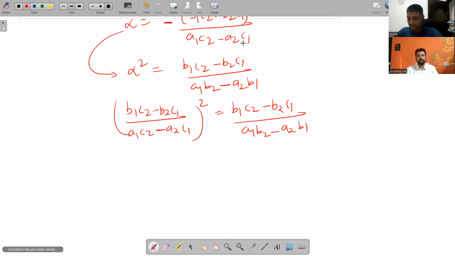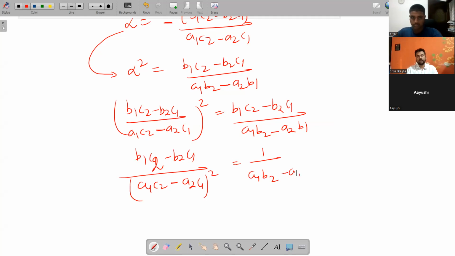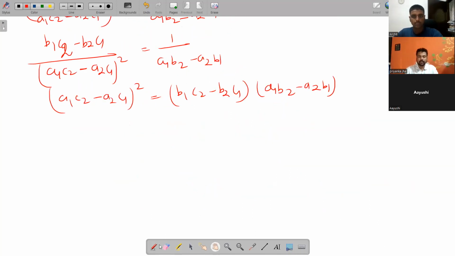This term will be cancelled out here. So (b1 c2 minus b2 c1) upon (a1 c2 minus a2 c1) whole squared equal to 1 upon (a1 b2 minus a2 b1). Cross multiply: (a1 c2 minus a2 c1) whole squared equal to (b1 c2 minus b2 c1) into (a1 b2 minus a2 b1). Now, this is the condition when two equations will have one root common.